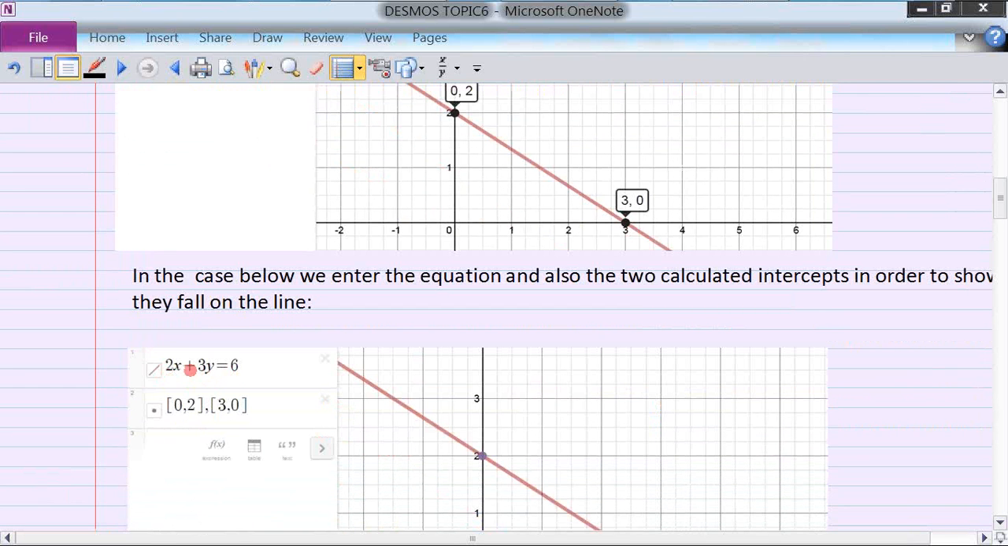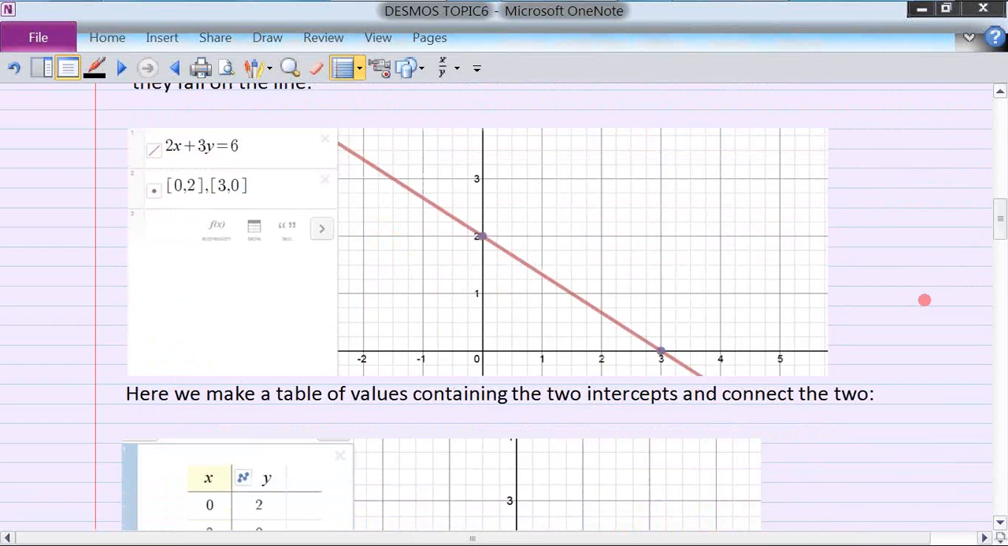We set x equal to 0. When x is equal to 0, 3y equals 6, so y equals 2. And then we set y equal to 0, and when y is 0, x equals 3. So if we want to, we can enter the points 0, 2, and 3, 0, and show that they lie on the same straight line.